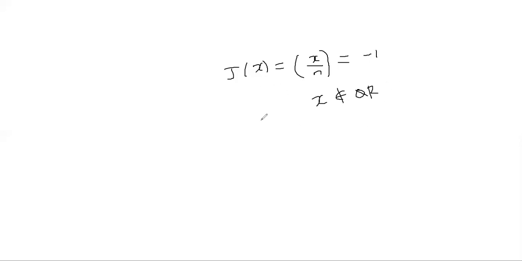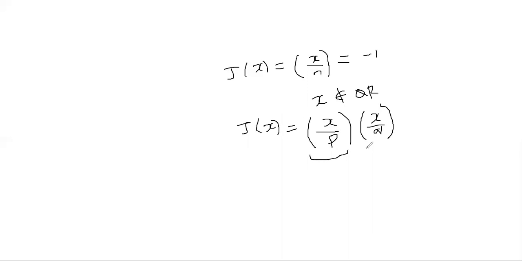An interesting property of the Jacobi symbol is that the Jacobi symbol of x is equal to the product of the Legendre symbols. What is the Legendre symbol? I will explain it to you in a moment. If there are two factors, this is basically the Jacobi symbol. So now let me explain this part. This is p and q, primes, right? So we call this the Legendre symbol.